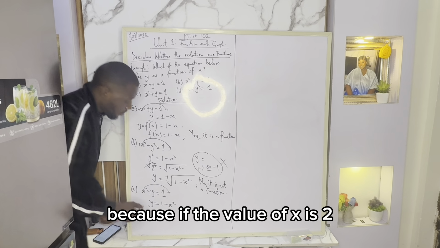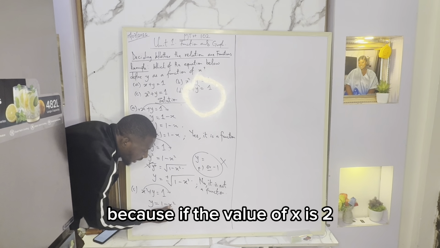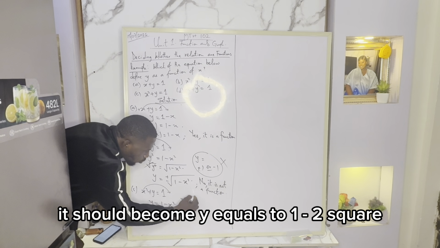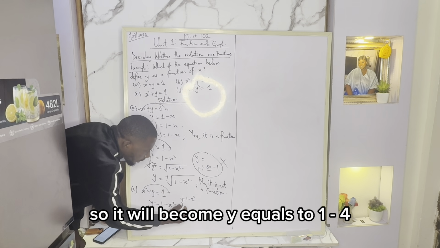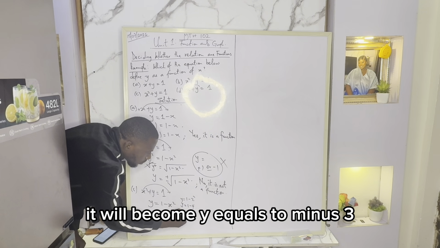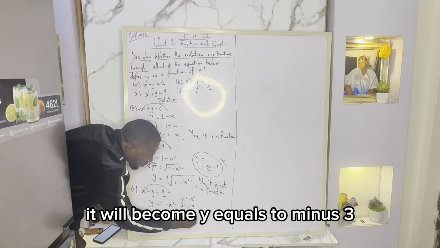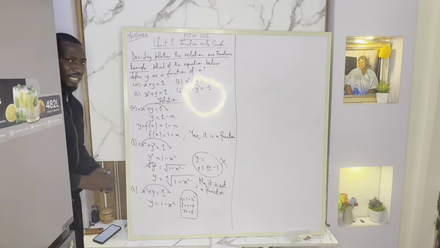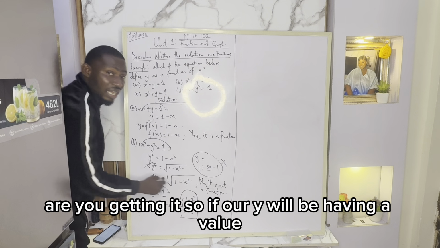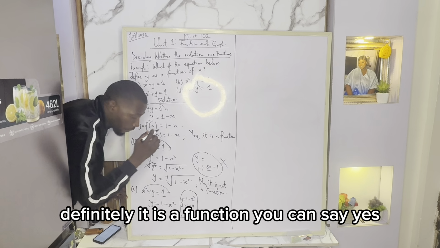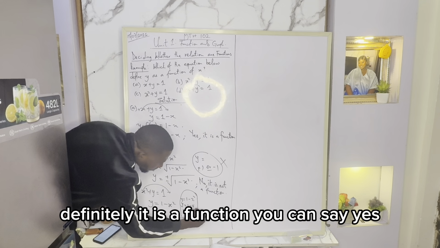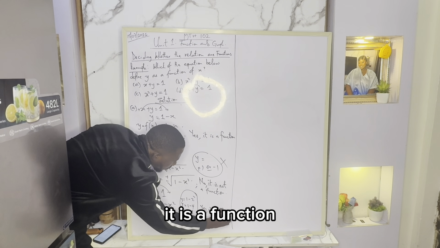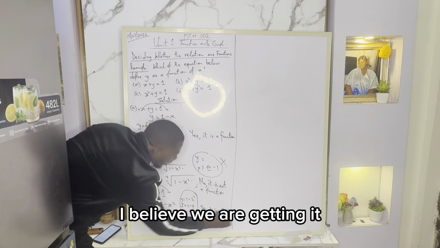It's going to have a value because if the value of x is 2, it will become y equals 1 minus 2 squared. So it will become y equals 1 minus 4. It will become y equals minus 3. Definitely our y will be having a value. Are you getting it? So if our y will be having a value, definitely it is a function. You can say yes, it is a function. I believe we are getting it.